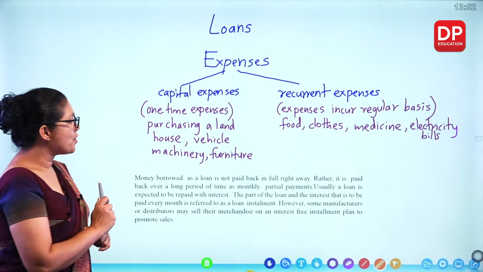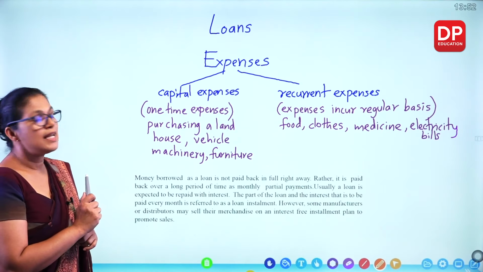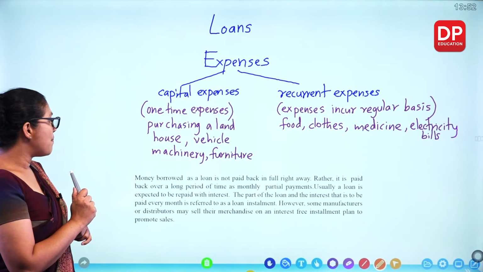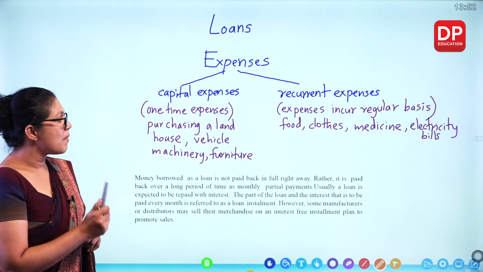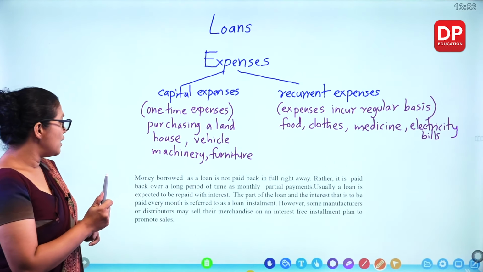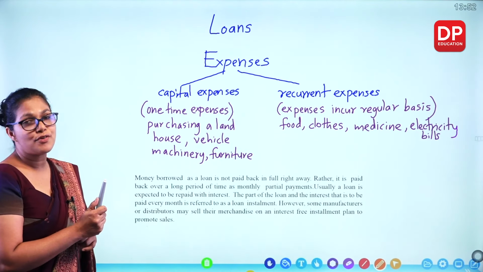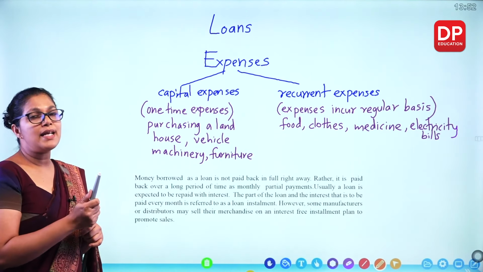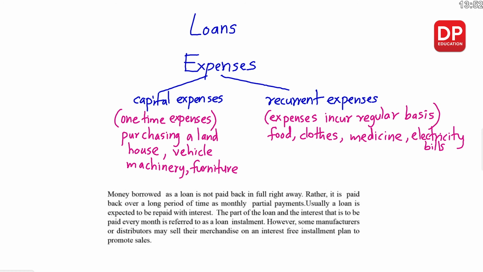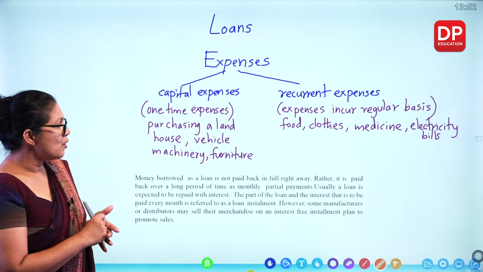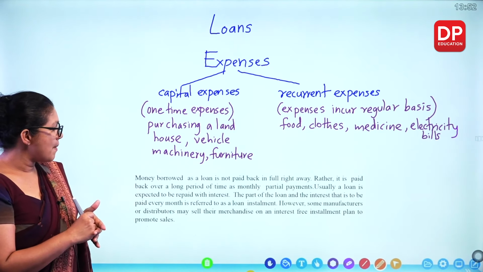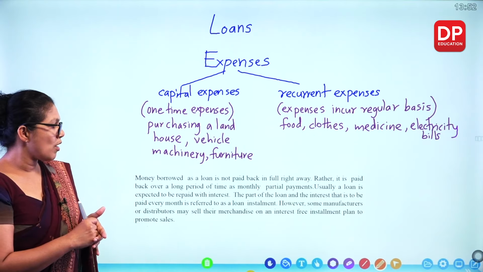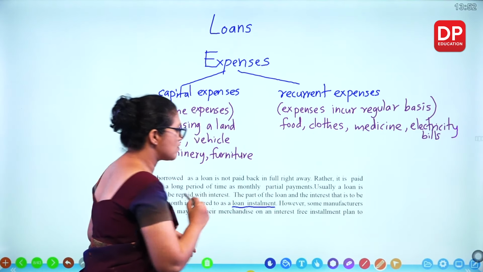So here, money borrowed as a loan is not paid back in full right away. Rather, it is paid back over a long period of time as monthly partial payments. Usually, a loan is expected to be repaid with interest. So, when you are paying back the money, you can't just pay the amount you borrowed. You have to pay with the interest. Normally, the amount is more than what you borrowed. The part of the loan and the interest that is to be paid every month is referred to as a loan installment. So we call this a loan installment.